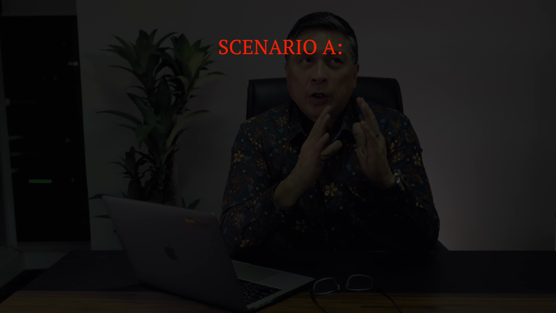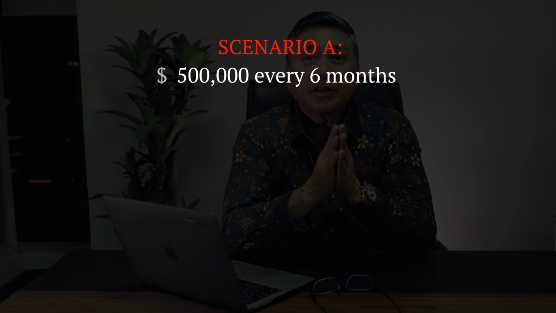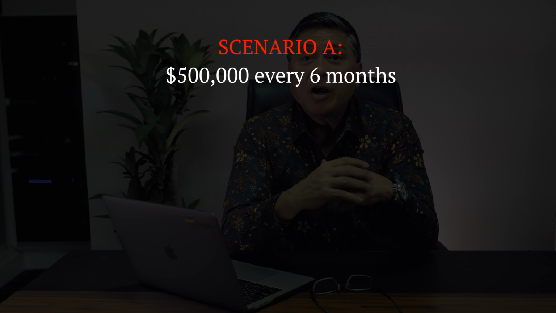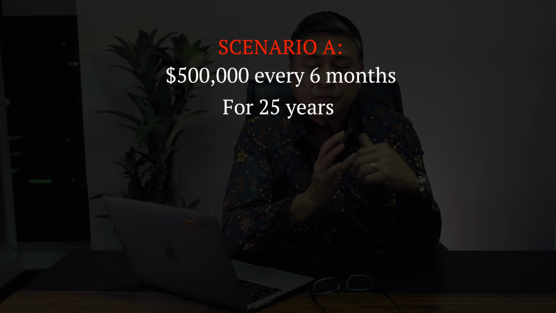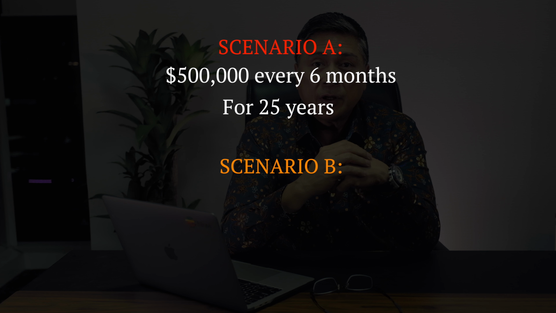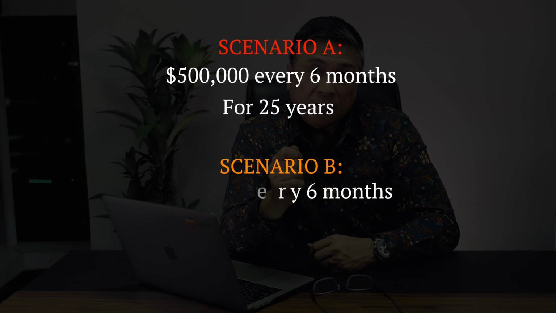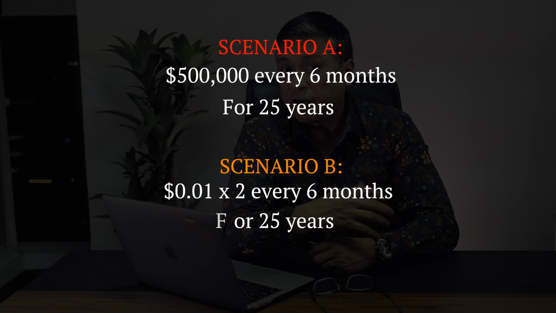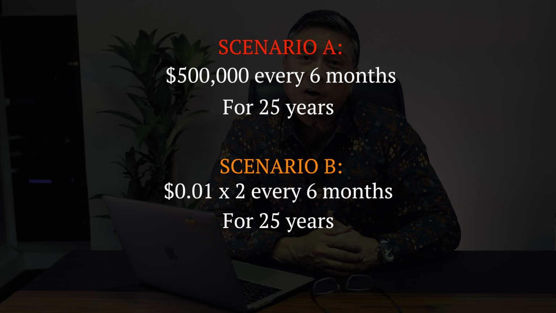And I've asked this many times to many people in many countries. Let's take two scenarios. Scenario A, we will deposit $500,000 every 6 months in your account, which is basically $1 million a year, for 25 years. Scenario B is we will put 1 cent, that's right, 1 cent into your account in 6 months and double that every 6 months for 25 years. Which one would you take?